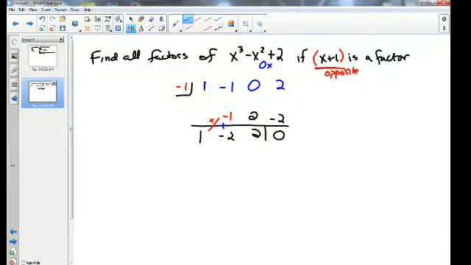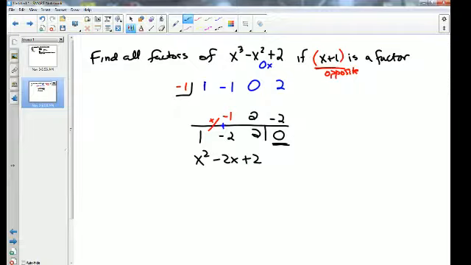Okay, so here's the nice thing. There's no remainder, right? So that means that is a factor, right? Nice. What is my resulting polynomial? 1x squared -2x plus... Does anybody not know how we got that?